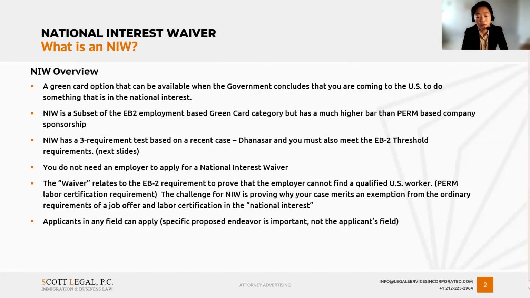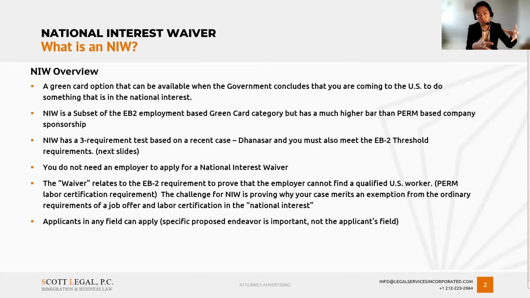So the NIW has a three-requirement test, a three-prong test on how to prove national interest based on a recent case from 2016. It's called Matter of Dhanasar. In general, you need to show that your proposed endeavor itself will have substantial merit and national importance. You yourself will be well positioned to advance this endeavor, and that on balance, it will benefit the United States to exempt the applicant from the ordinary requirements of a labor certification.